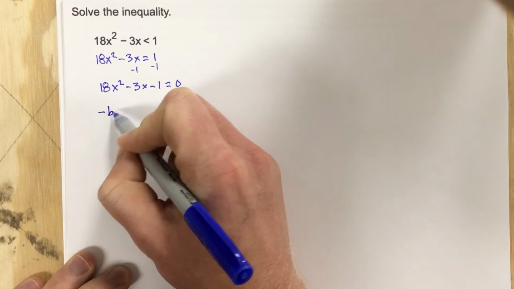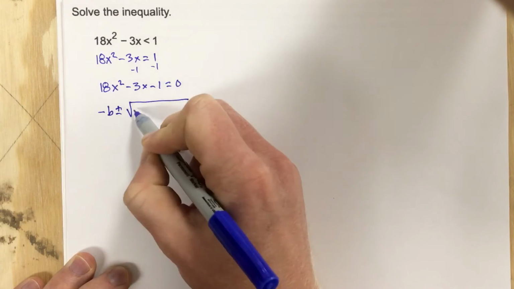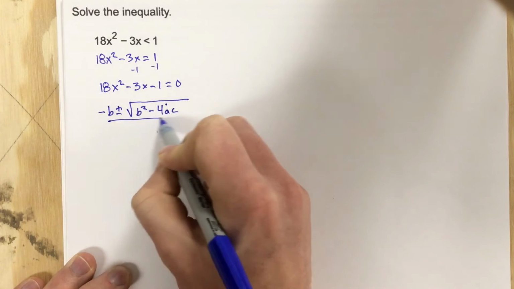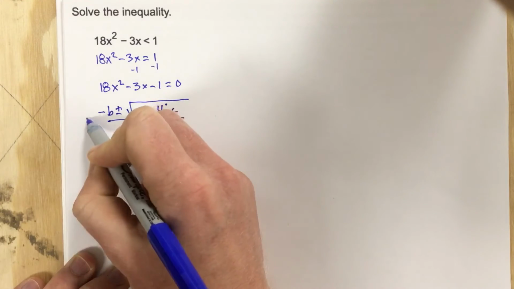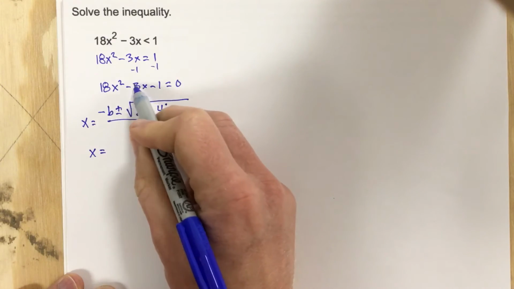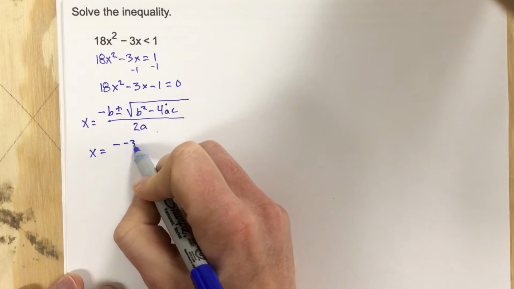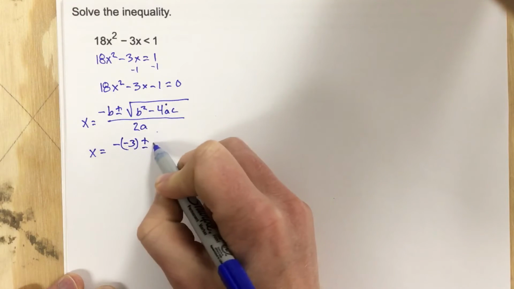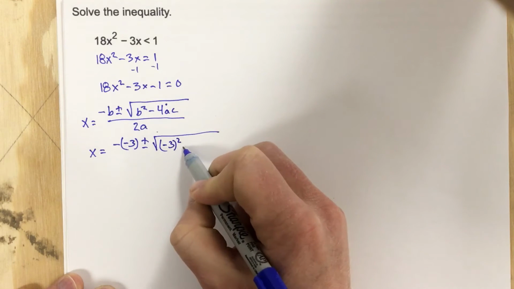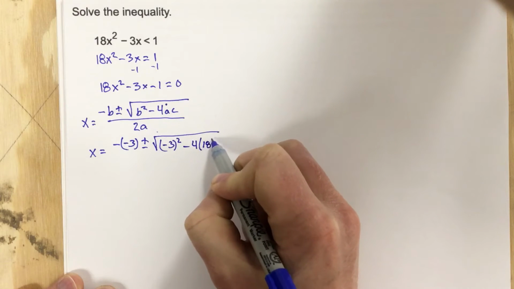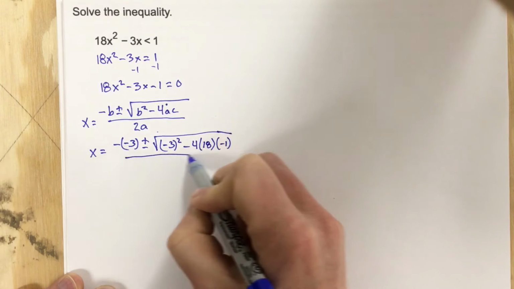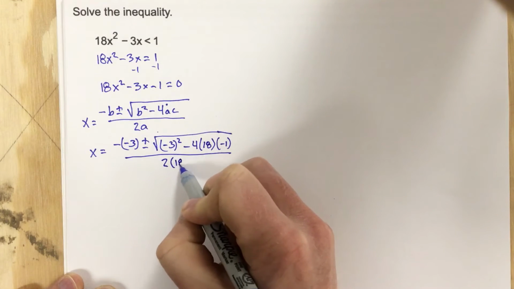We're going to say negative b plus and minus the root of b squared minus 4ac, all over 2a. And that's what the x values are going to equal. So x equals, in our case, b is negative 3, so negative 3 plus and minus the root of negative 3 squared minus 4 times a, which is 18, times c, which is negative 1. And that's all over 2 times 18.